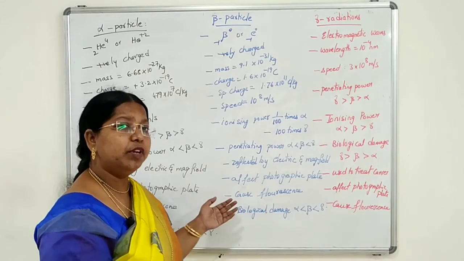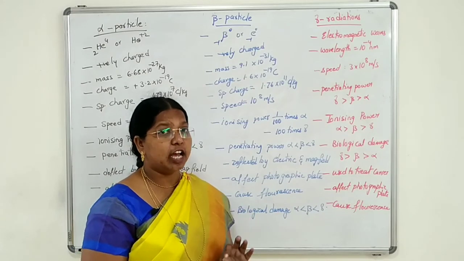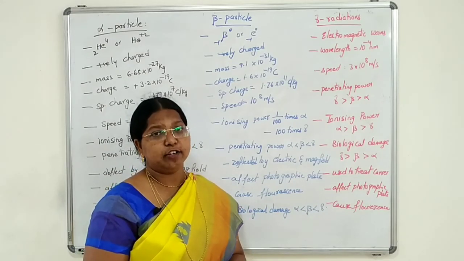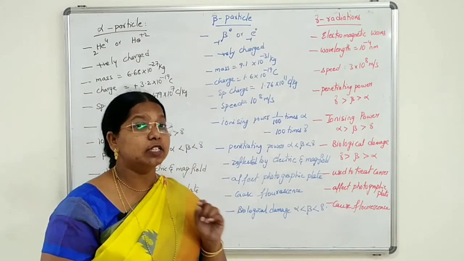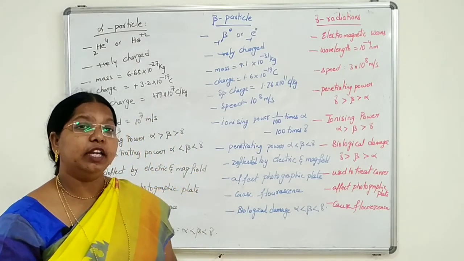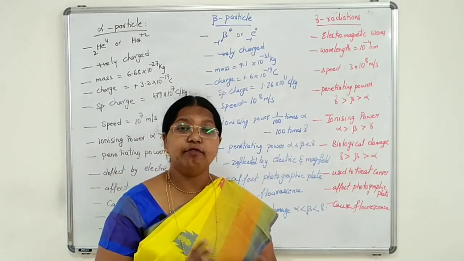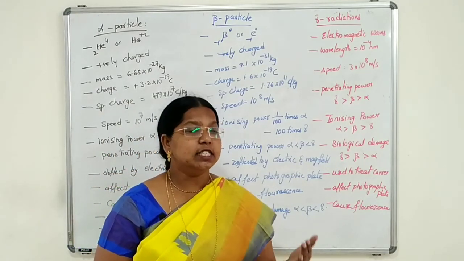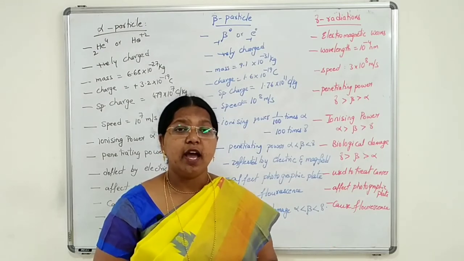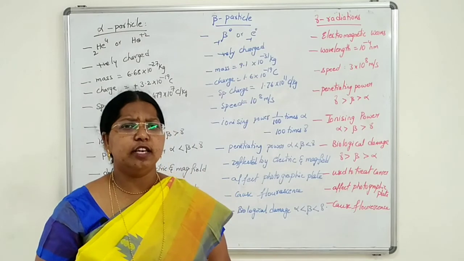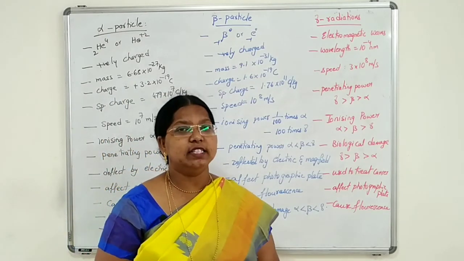radiations. Then moving on to beta particles: negatively charged, fast moving electrons. These electrons are liberated from the nucleus. Very important thing, students, radioactivity is a nuclear phenomenon. Physical changes like change in temperature and pressure will not affect this radioactivity, and chemical changes like freezing, heating, oxidation, reduction, whatever it is, also will not affect this radioactivity.